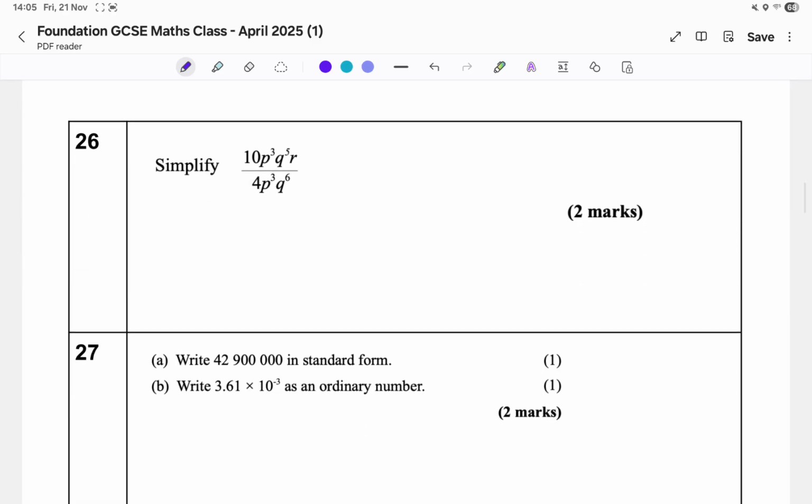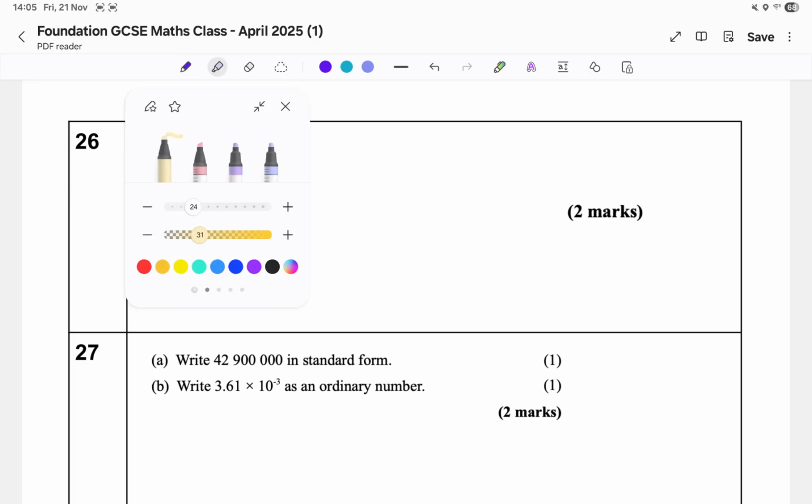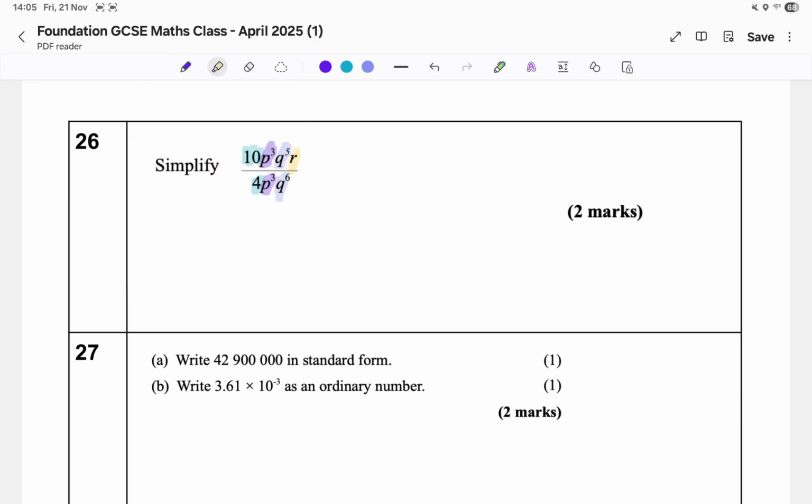26, again simplify. We can see like terms here, p here, q here, and then we have r here. So we've identified the like terms. So now let's simplify.